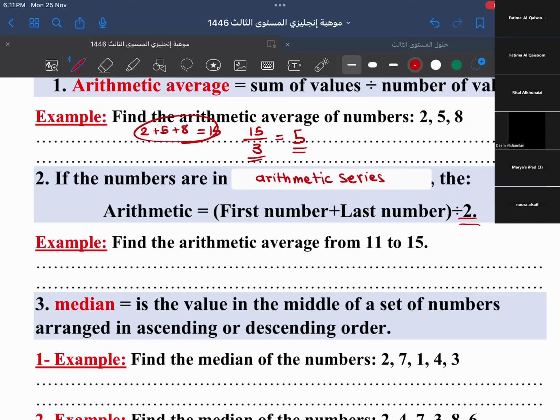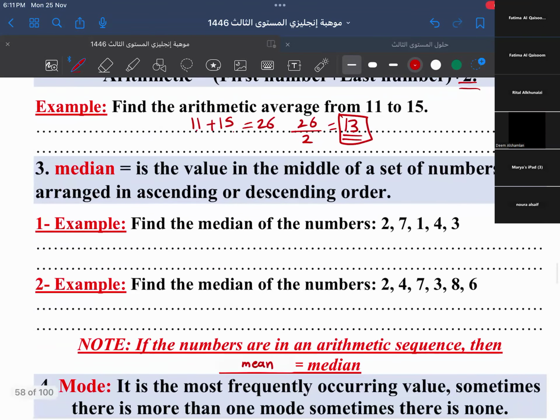Find the arithmetic average from 11 to 15. So we're going to add 11 and 15. It's going to be 26. And then we divide by 2, which is 13. Exactly. So now I know that the average here, or the mean, is 13 by just adding the first and last together and then dividing by 2. This only applies if it was an arithmetic series, if there is a pattern in increasing. Okay?